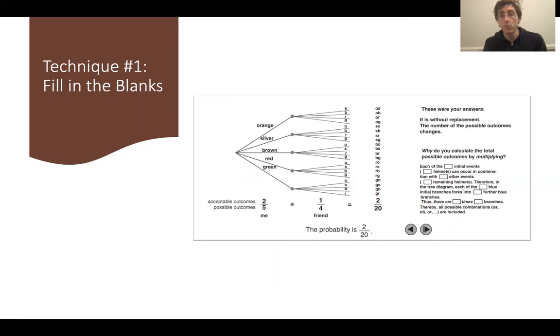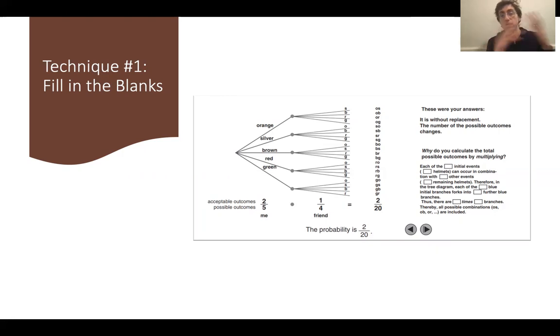And they ask, why do you calculate the total possible outcomes by multiplying? And what they've left out are just the specifics, the numbers, which is fine. Their goal here is not to scaffold students providing these explanations by themselves. Their goal here is just to make sure that students are deeply thinking about the explanation and connecting it to the specifics. So that's good.